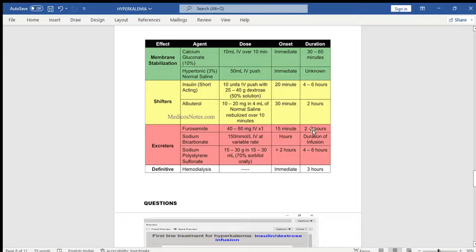They're going to ask you. Duration is 2 to 3 hours. Soda bicarb, 150 millimoles per liter IV at variable rate. On the onset, it takes hours, and the duration lasts as long as you infuse.